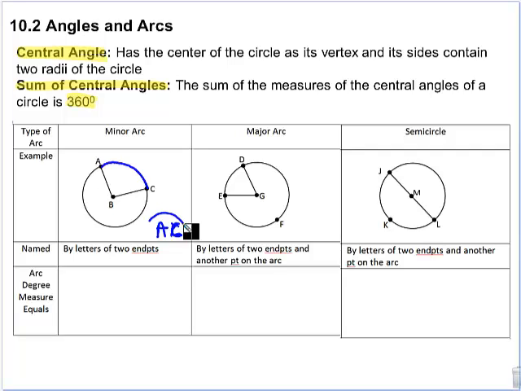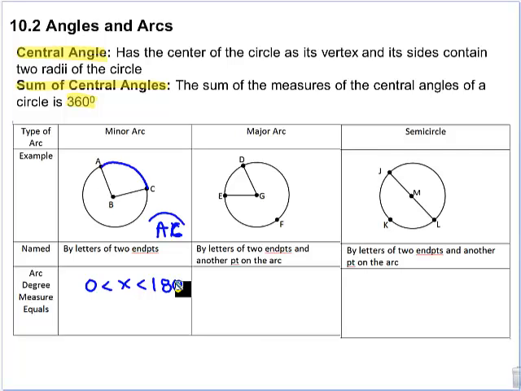The arc degree for a minor, we have to be greater than 0 but less than 360. Or less than 180, sorry. Greater than 0 but less than 180. So anywhere between 0 and 180, we are a minor arc. X is greater than 0, but X is less than 180.